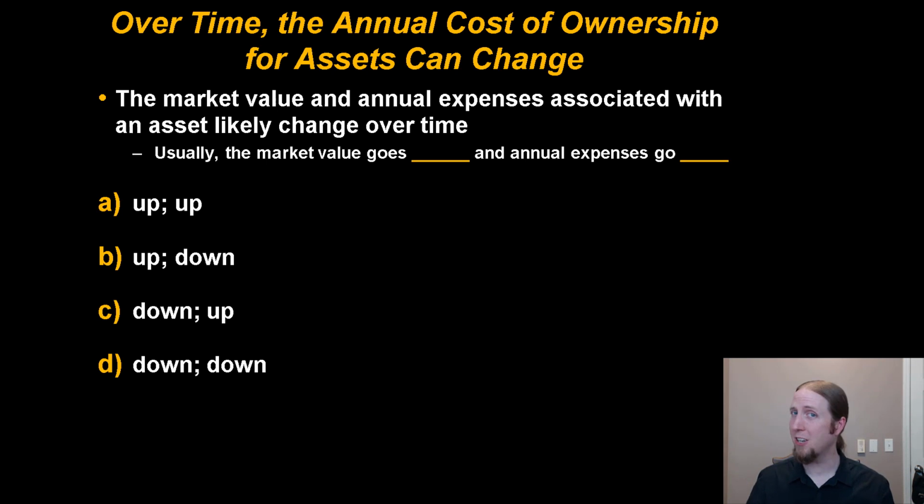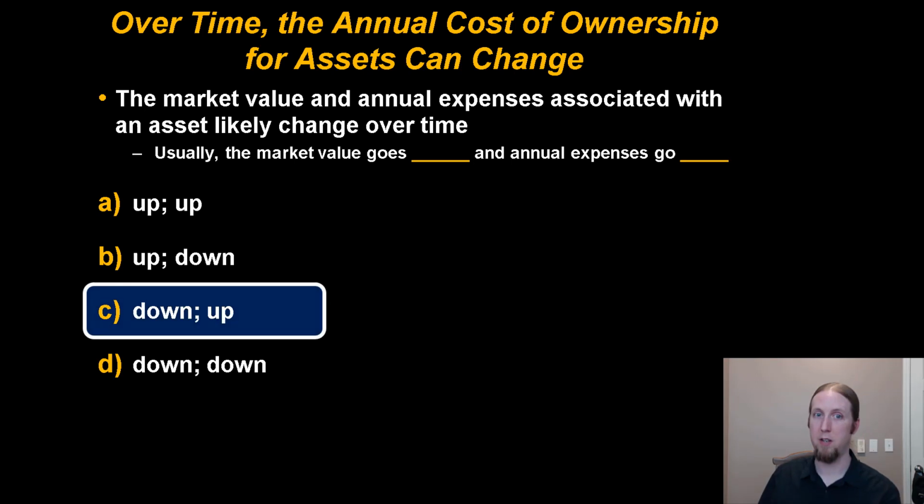So, a couple of clicker questions for you out in YouTube watching land. The market value and annual expenses associated with an asset are likely to change over time, with the market value going up or down and the annual expenses going up or down. Think about it. Click in your answer. Make sure you get credit for it. All right. Yes, so the market value goes down over time. The annual expenses generally go up.